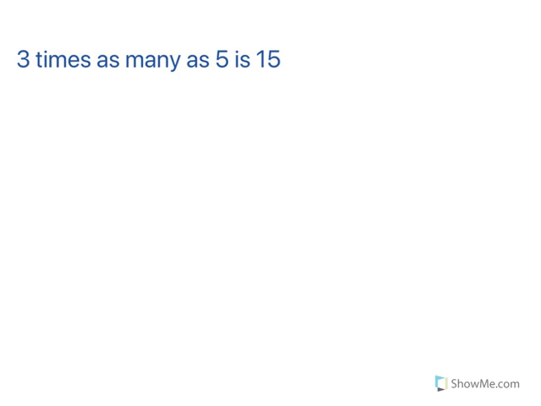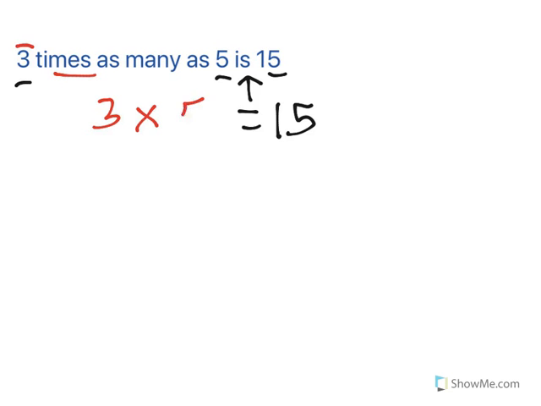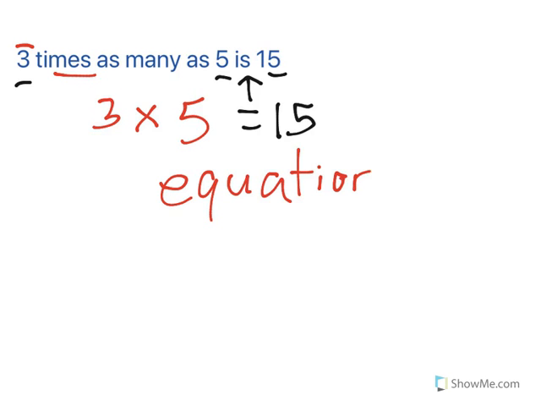So here we have the problem 3 times as many as 5 is 15. So if we break this problem down, remember that is always stands for an equal sign. So I'm going to have 15 here. I also noticed that 15 is the greatest of the 3 numbers that I was given. That means 15 has to be my product. Then I have 3 times 5. So 3 times 5 equals 15. This is an equation because it includes all parts of a multiplication sentence.